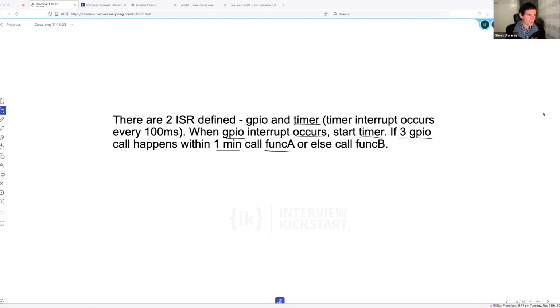If an entire minute goes by after the first GPIO interrupt, and 2 more interrupts haven't occurred since, then we call func B. So that is the premise.